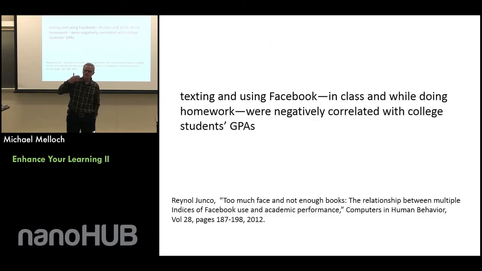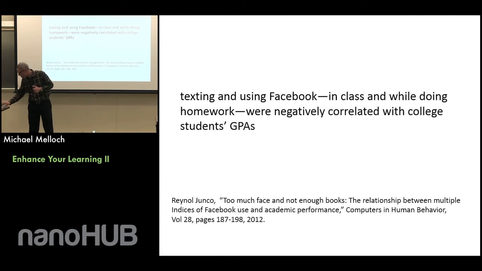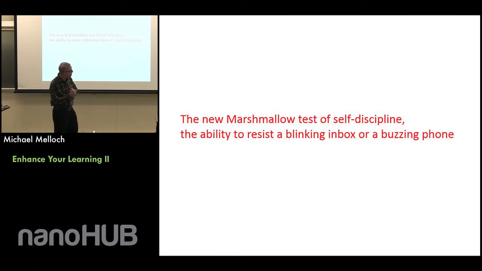They also watched classes and observed what the students were doing in the classes. And for each person, they were able to determine how much time people were spending on Facebook or texting rather than paying attention to what was going on in the class. And then when they checked the students' grade point averages, there was a direct correlation. The more time spent texting and on Facebook, the lower the GPA of the students. So maybe the new marshmallow test of self-discipline is the ability to resist a blinking inbox or a buzzing phone.